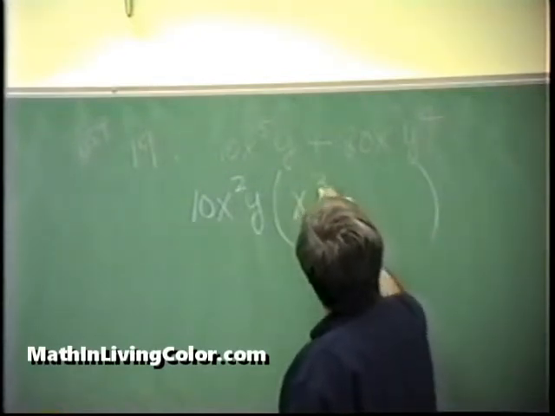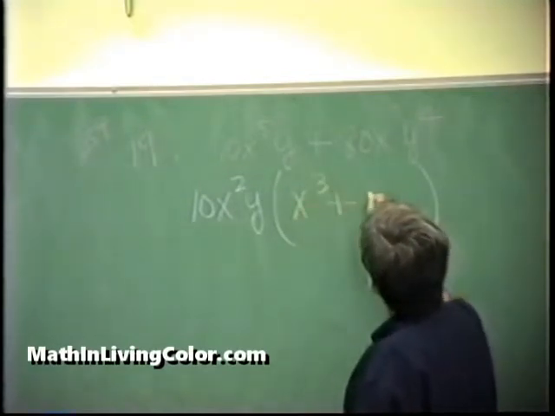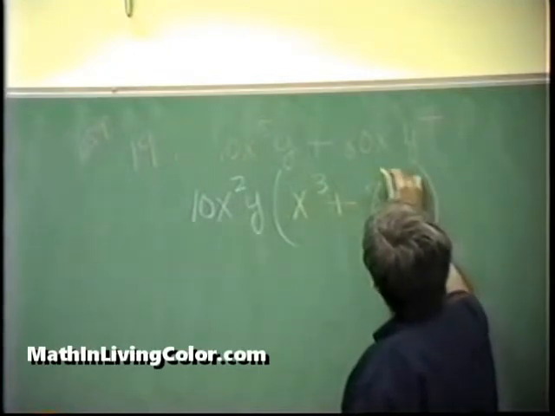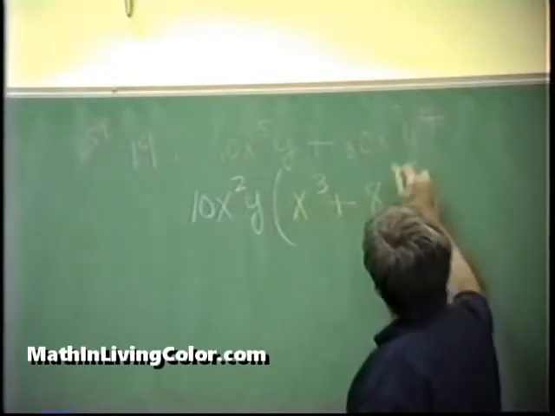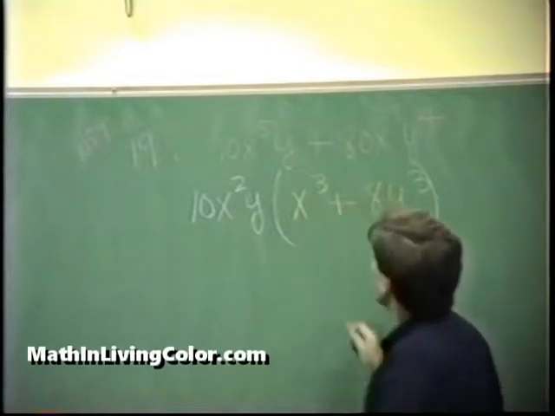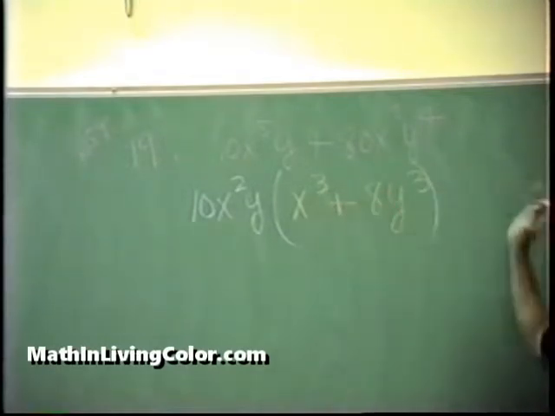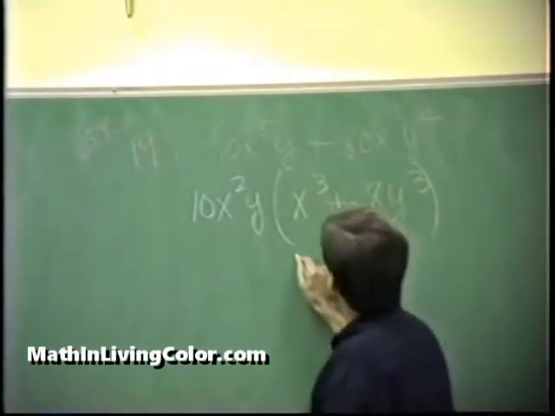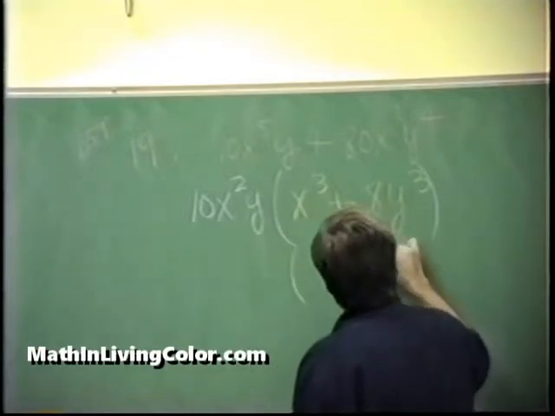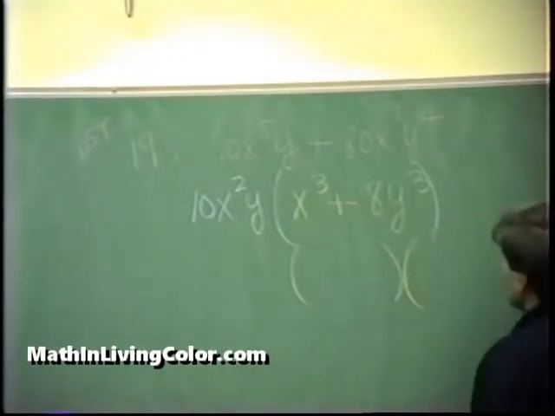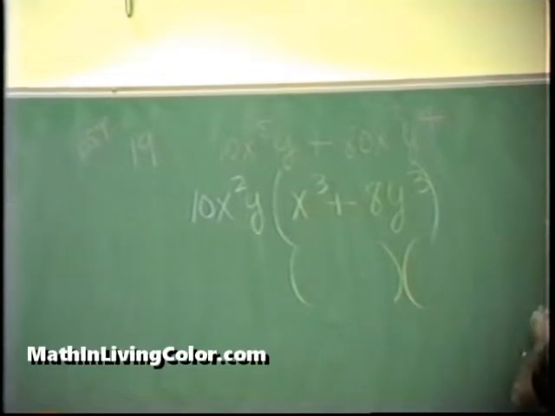X cubed plus 8. We got the x squared out. Y cubed. Okay? Now, you see a cube plus a cube. All right? A cube plus a cube. So what we're going to do, we're going to have a binomial times a trinomial. Every time it's a binomial times a trinomial.